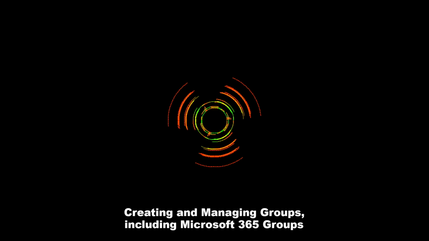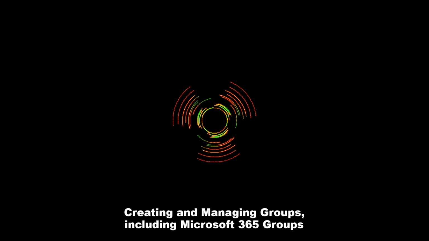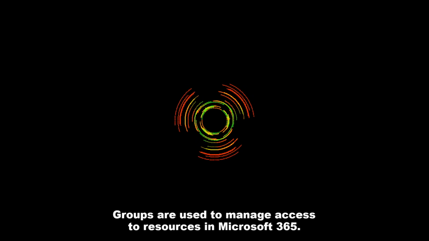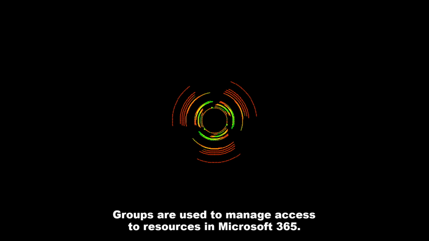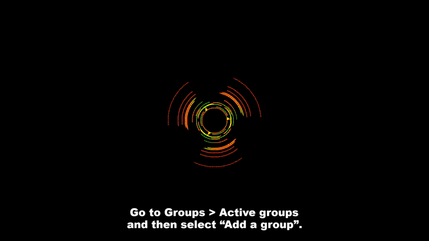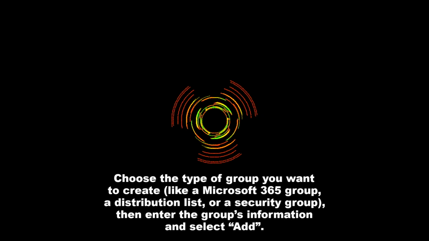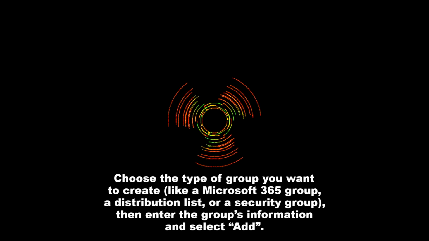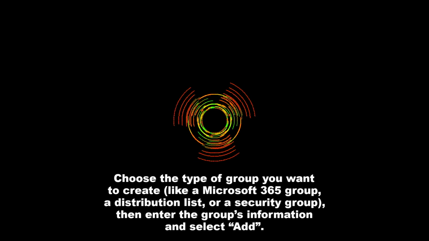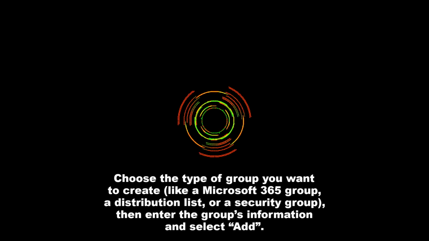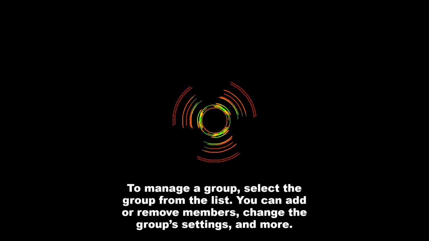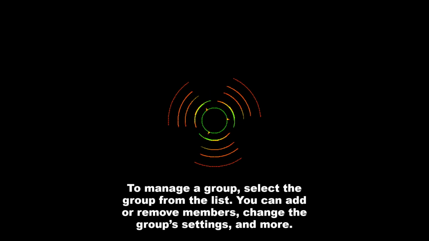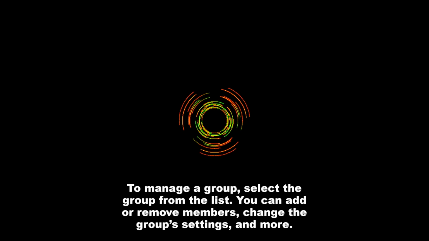Creating and managing groups, including Microsoft 365 groups. Groups are used to manage access to resources in Microsoft 365. Go to Groups, Active Groups, and then select Add a Group. Choose the type of group you want to create, like a Microsoft 365 group, a distribution list, or a security group, then enter the group's information and select Add. To manage a group, select the group from the list. You can add or remove members, change the group's settings, and more.